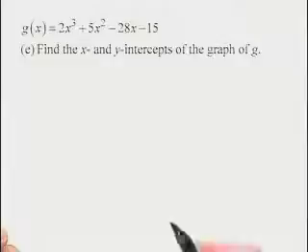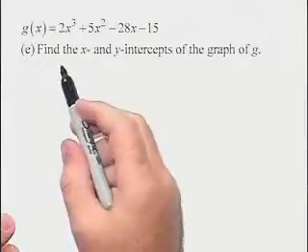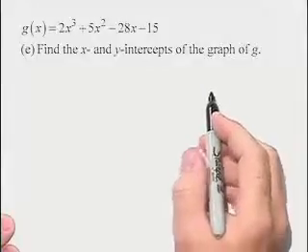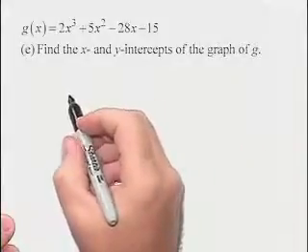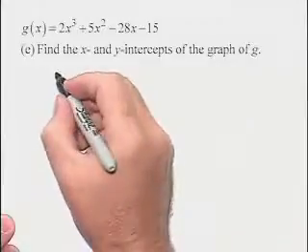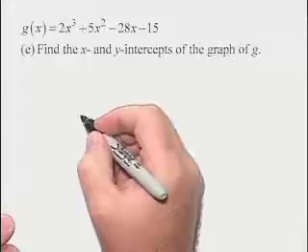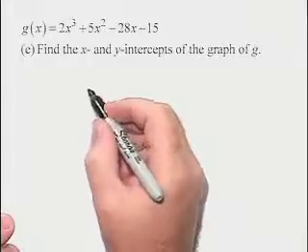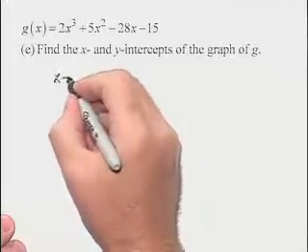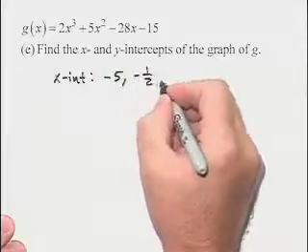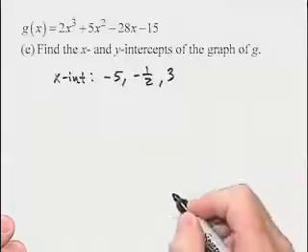Now that we've found the zeros for our function, we're going to turn our focus to the intercepts. In Part E, we're asked to find the x and y intercepts of the graph of g. In the previous part, we found that the zeros of the function were negative 5, negative 1/2, and 3. We've also seen that x-intercepts and zeros are essentially the same thing. So our x-intercepts are negative 5, negative 1/2, and 3.